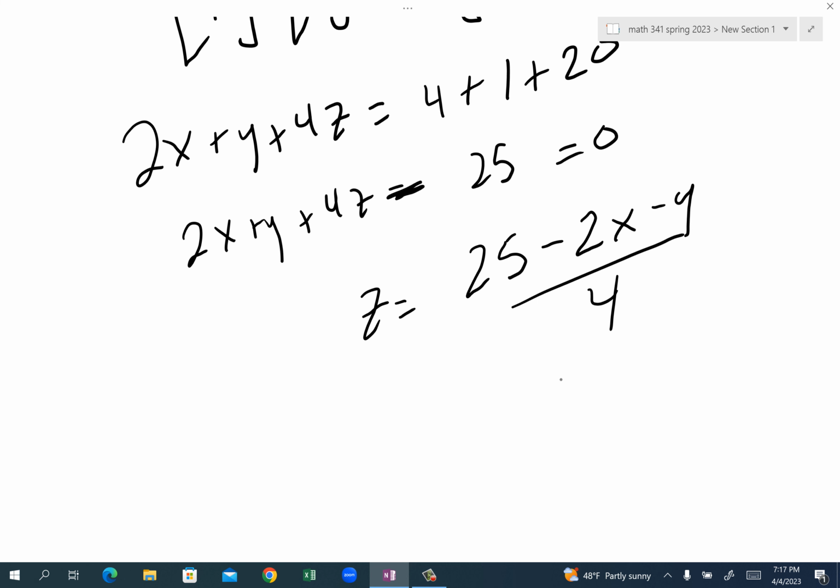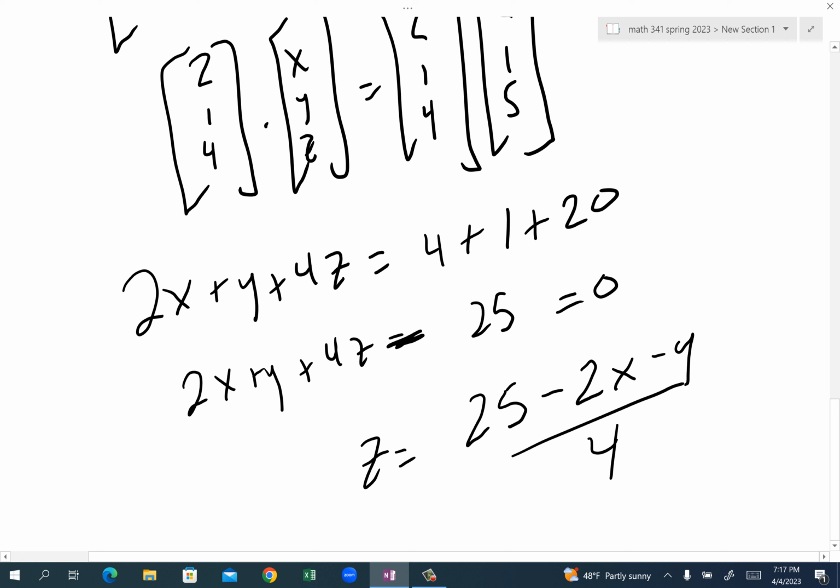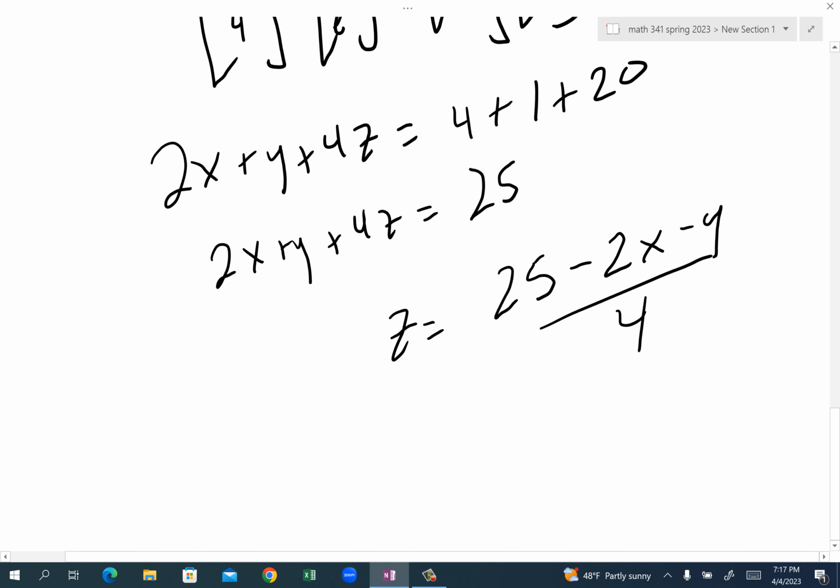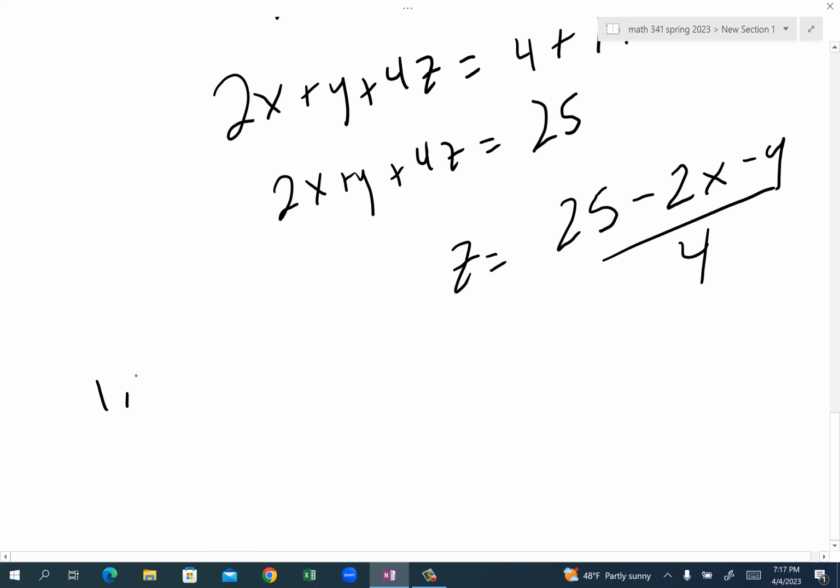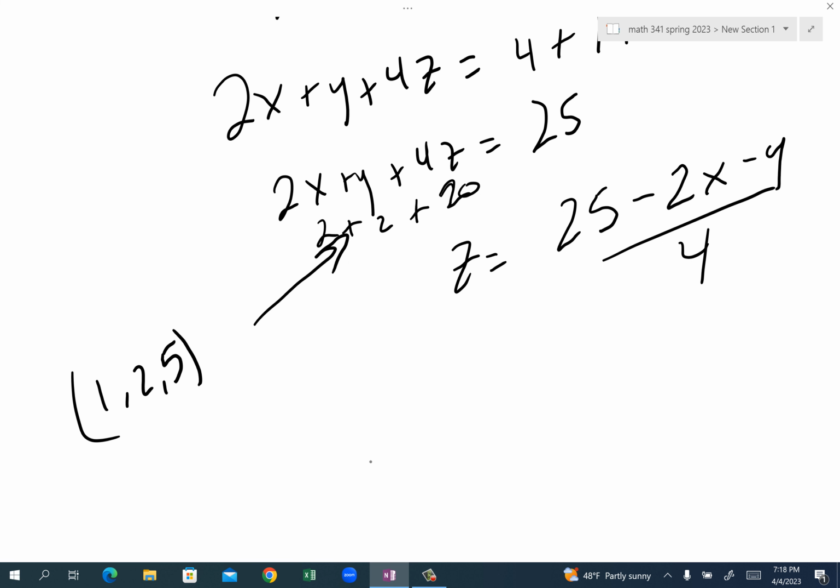What would happen if I took the point? I want to put this back to 25, I think. What would happen if I asked you, hey, listen, is the point (1, 2, 5) on this plane? I don't know. 2 times 1 is 2, plus 2 is 4, plus 20, that's 24. That's not 25. So no, it's not on the plane. Okay? And any point that would make that a true statement will be on that plane. Make sense?